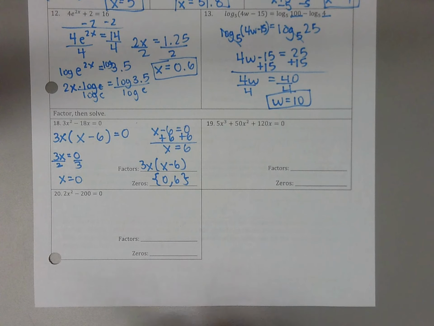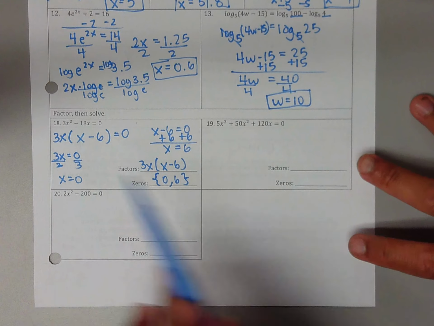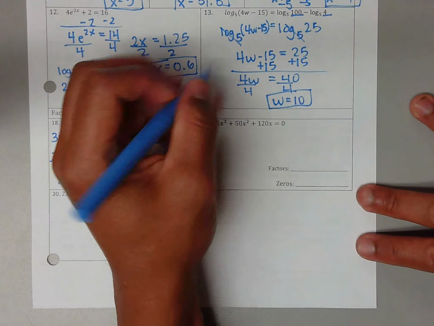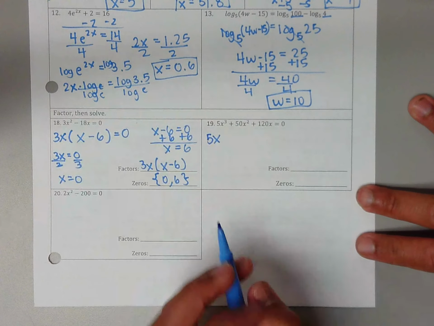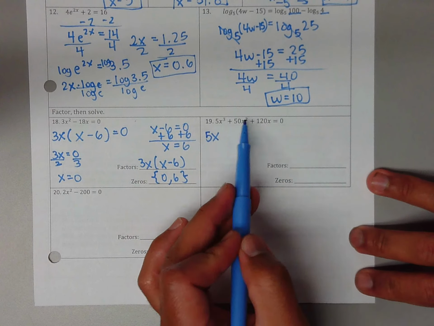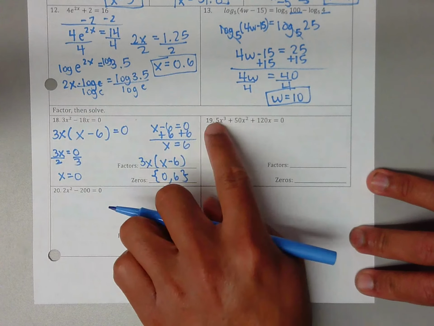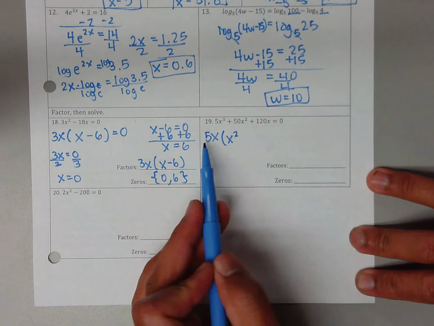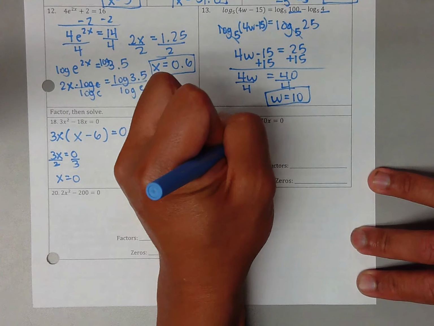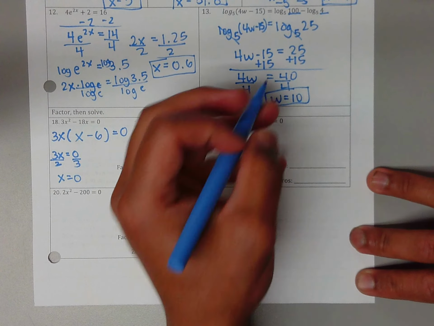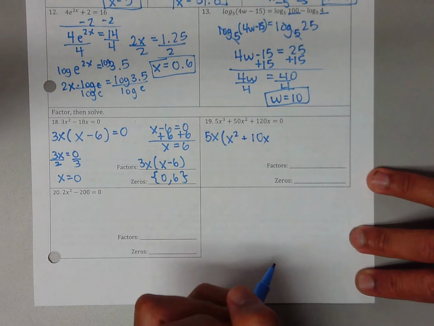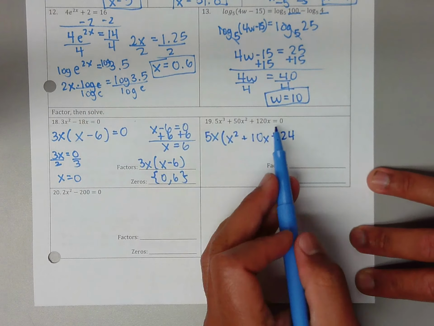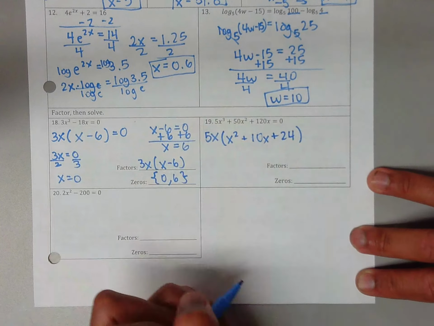All right, question number 19. Same thing as we did with 18. We always look for our greatest common factor. Greatest common factor of this is going to be 5 and x. Dividing each of these by 5x, right? 5x cubed divided by 5x is going to be x squared. 50 divided by 5 is going to be 10. X squared divided by x is going to be x. And then 120 divided by 5 is going to be 24. And then x divided by x is going to cancel out.